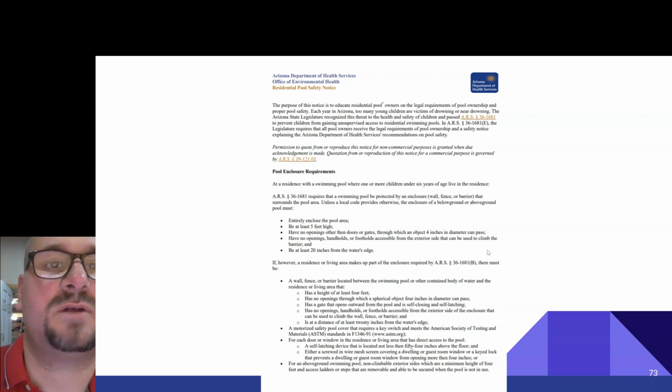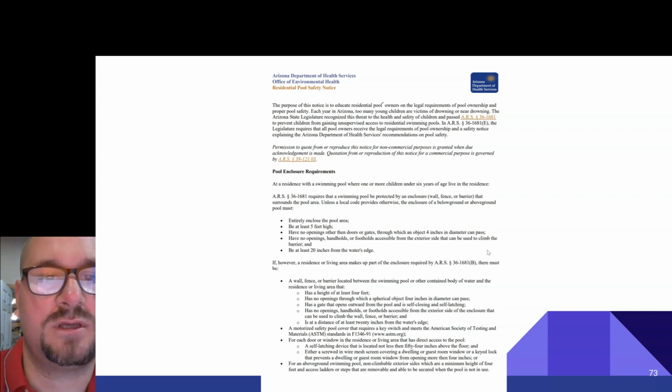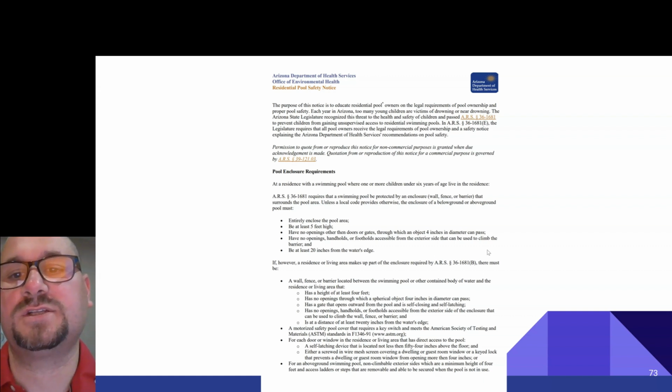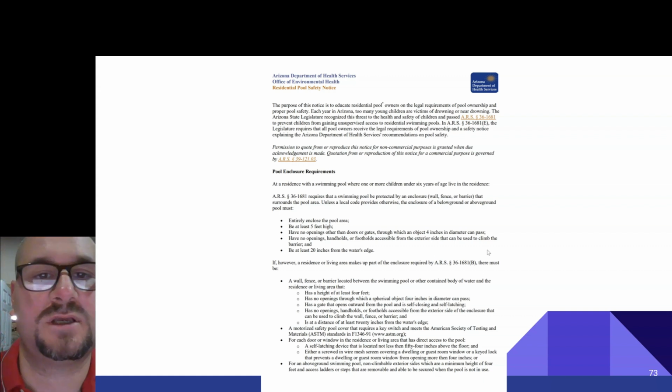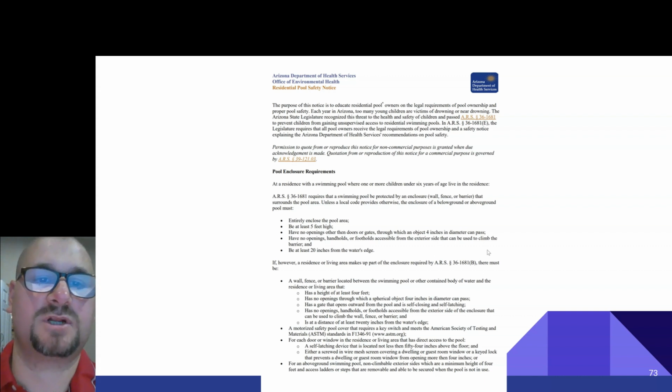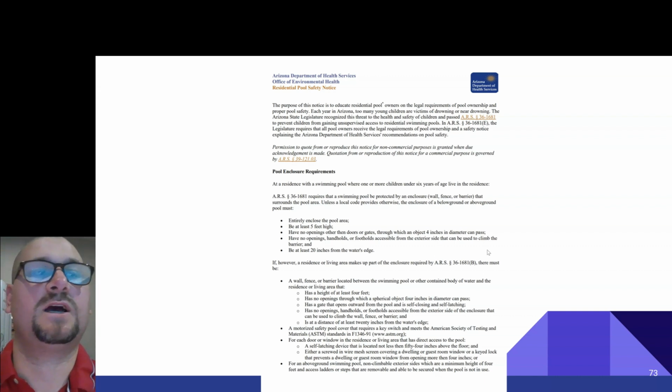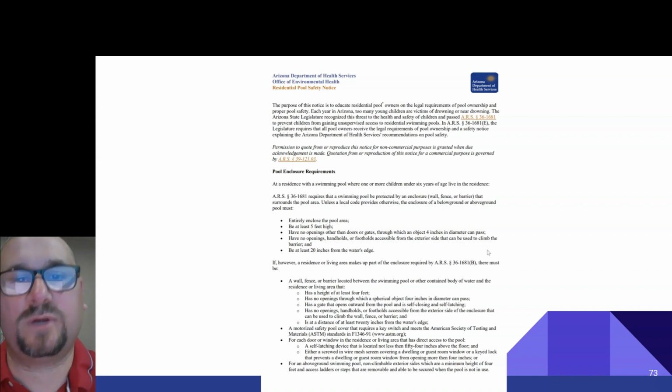So here's the Arizona Department of Health Services Office of Environmental Health residential pool safety notice. So main part here is at a residence with a swimming pool where one or more children under 6 years of age live in the residence, you're going to need a pool enclosure. These are going to be all your requirements. If you don't have children 6 or older, you don't need a pool barrier, right?